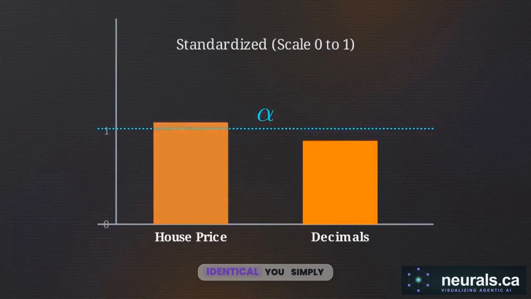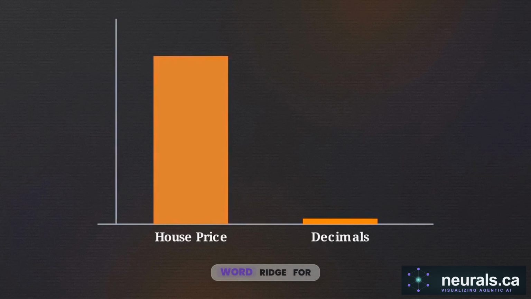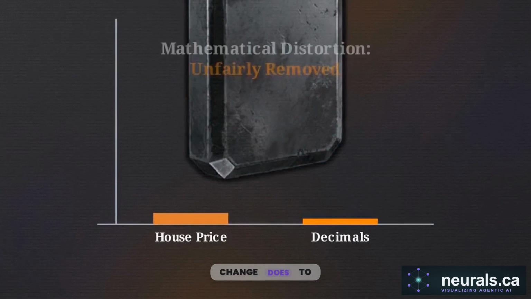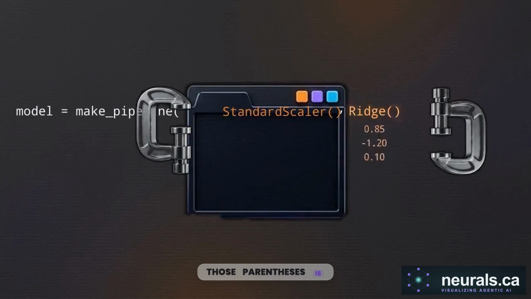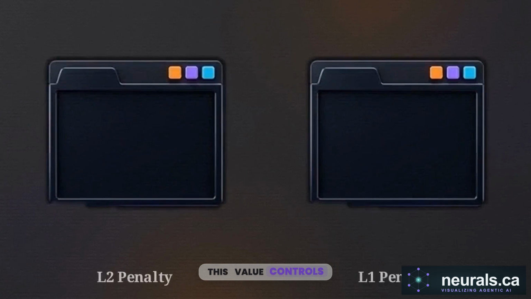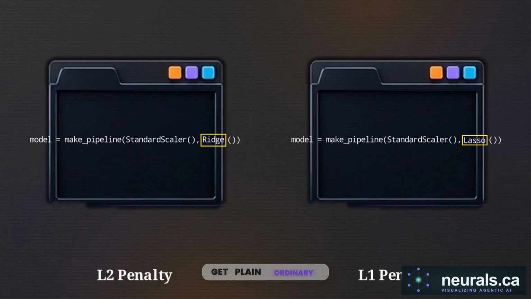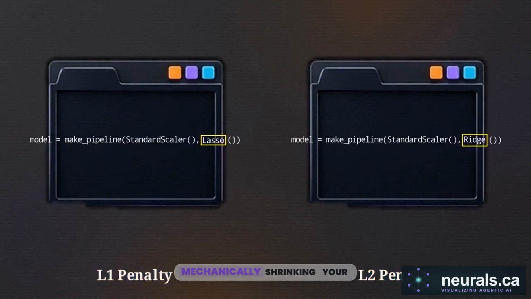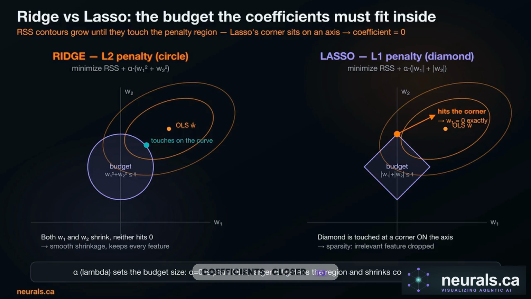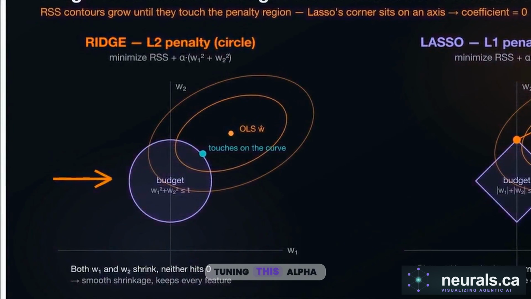The syntax is identical. You simply swap out the word Ridge for Lasso to shift from an L2 penalty to an L1 penalty. This diagram shows what that single word change does to the math. Inside those parentheses is the alpha parameter. This value controls the strictness of that mathematical budget. Set alpha to 0 and you get plain ordinary least squares regression. Dial the number up and the budget region tightens, mechanically shrinking your coefficients closer to 0. While the syntax is brief, the model's accuracy depends entirely on tuning this alpha dial to match the noise levels in your specific data.